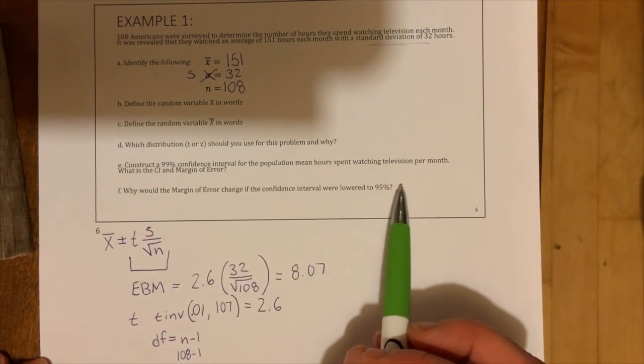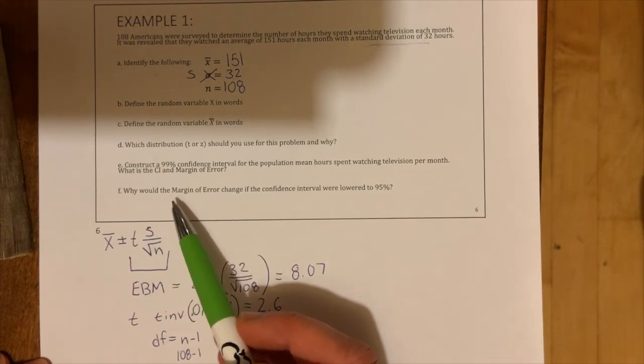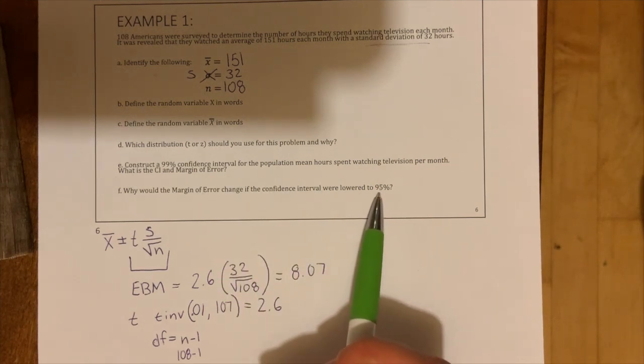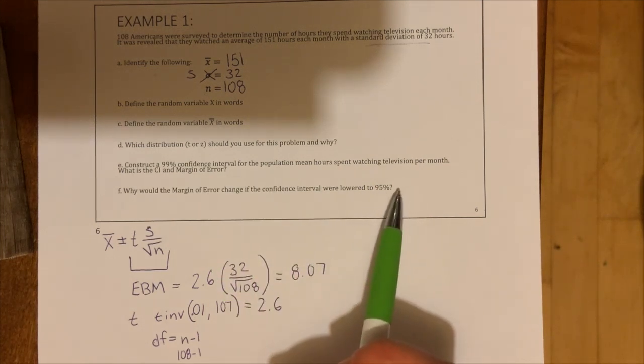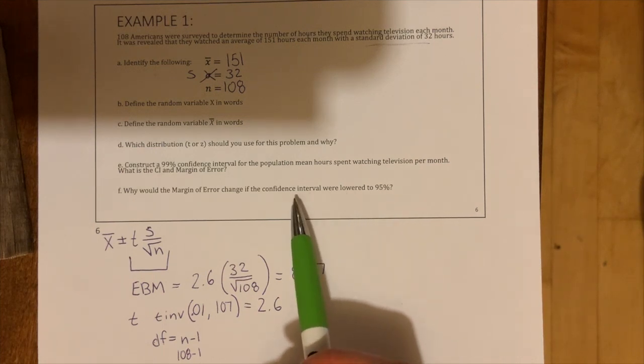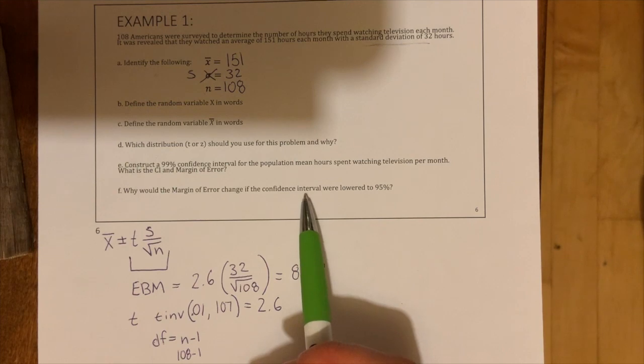Finally, part F asks us, why would the margin of error change if the confidence interval were lowered to 95%? This should actually say, how would the margin of error change? And if we lowered the confidence level to 95%, we're less certain of our estimation. That means we can have a smaller margin of error and a smaller confidence interval.